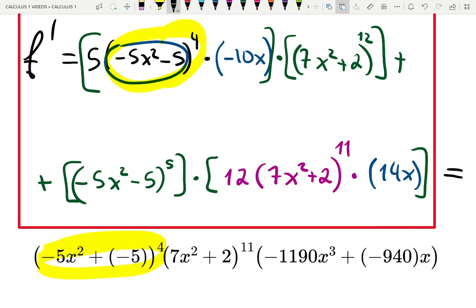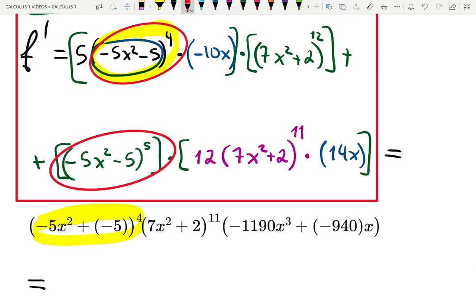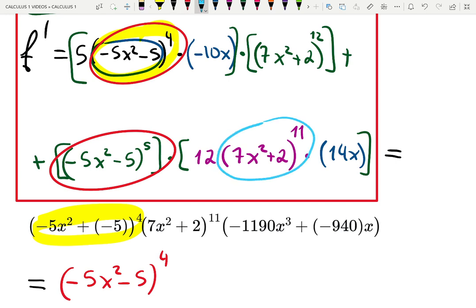So equals. That is because it's repeated here and here. The second time it's just raised to the 5th power. So if I factor it out, it will be minus 5x squared minus 5 to the 4. They also factored out this repetitive factor, 7x squared plus 2 to the 11, which also exists at the first term, but to the 12th. So let me do that too. 7x squared plus 2 to the 11. You always factor out the factor with the lowest exponent.